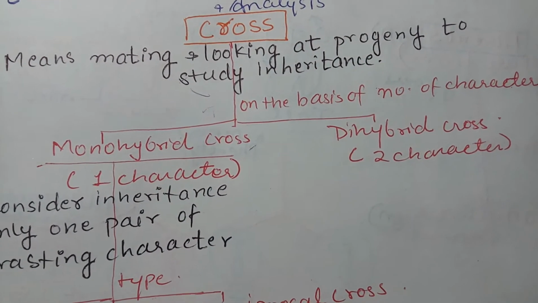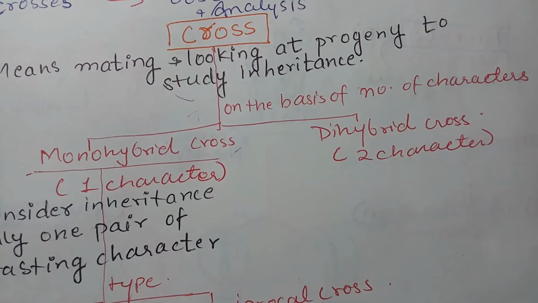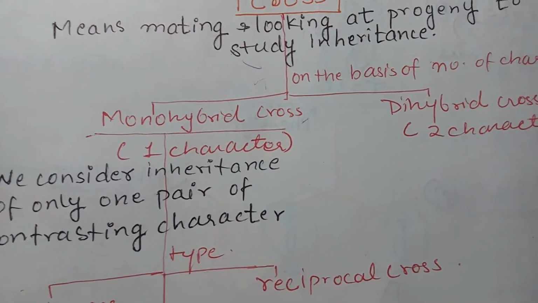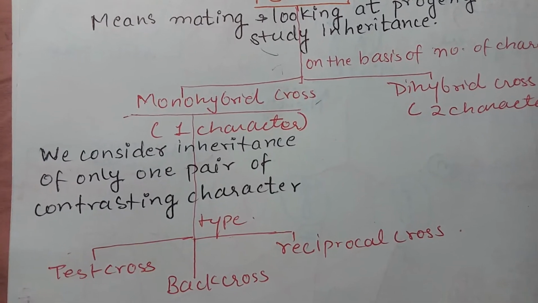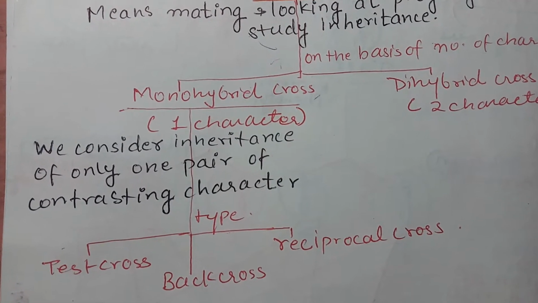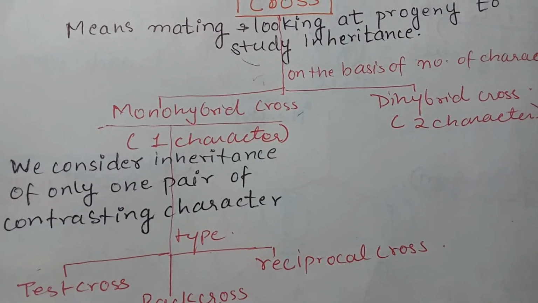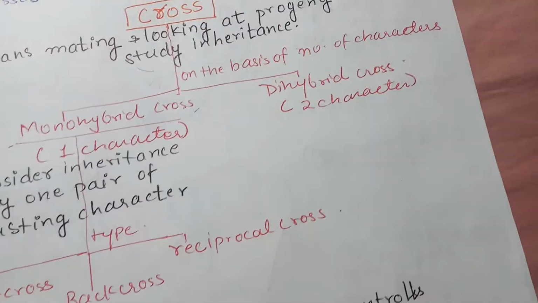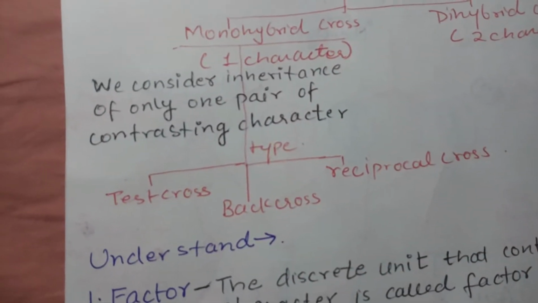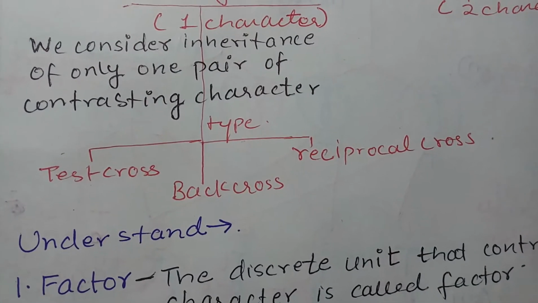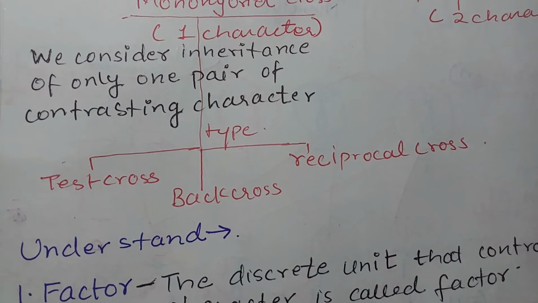There are two different types of crosses. Here I am only discussing two because we have these two in the syllabus. One is monohybrid and another one is dihybrid cross. In monohybrid cross, we consider inheritance of only one pair of contrasting characters, whereas in dihybrid we consider two pairs of contrasting characters. Under monohybrid cross, we'll also study what is test cross, back cross, and reciprocal cross.